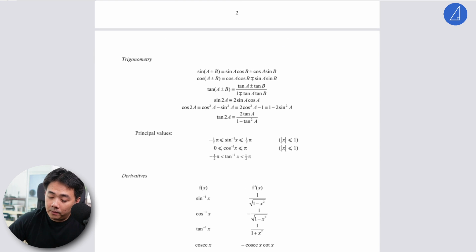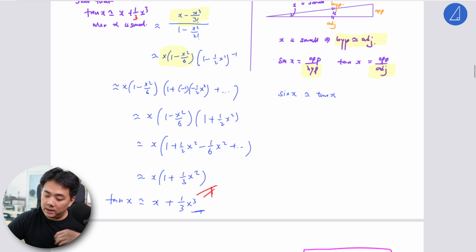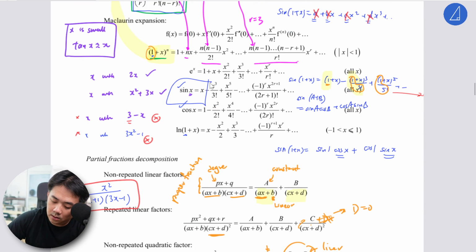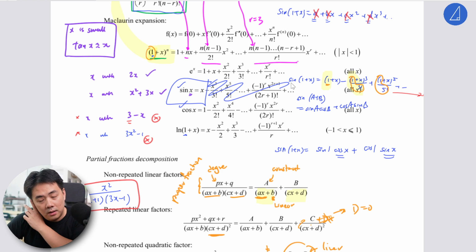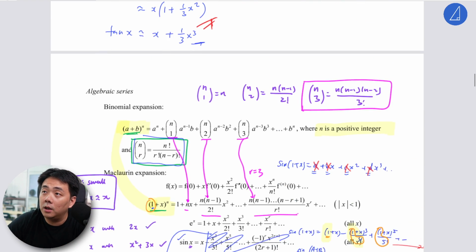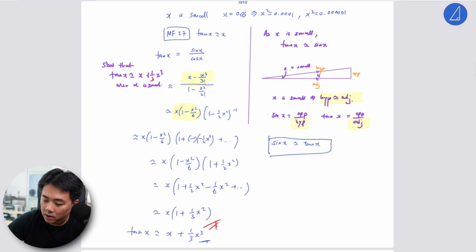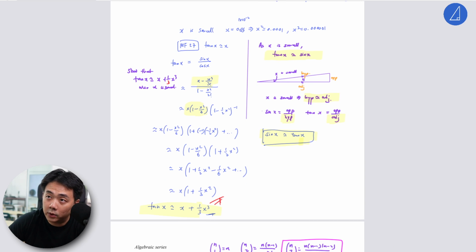Now, this sine x expression is only until here. You don't take more than that. It's only until the first degree. You cannot take more than that. The other way to think of it is this one is only to the first degree, but this is the pure Maclaurin series for tangent x.